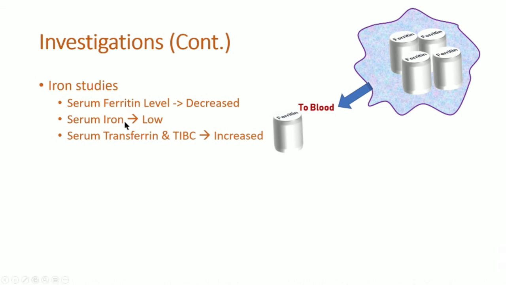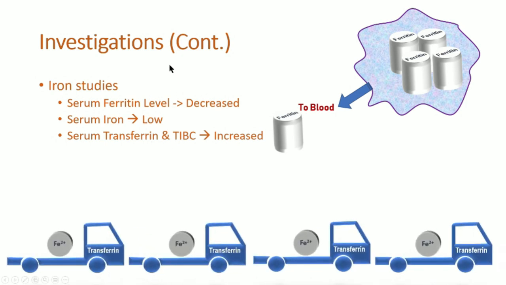So the transferrin level would be high. Then there is something called total iron binding capacity. Total iron binding capacity is the capacity of transferrin to hold iron. It means the amount of iron that is held by transferrin if transferrin is fully saturated. So it indirectly represents the transferrin level.